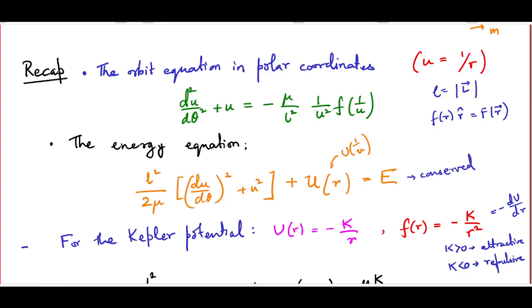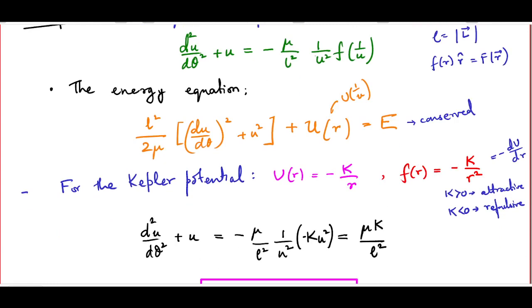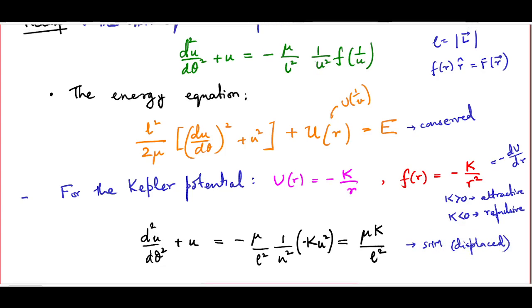Now, in the particular case of the Kepler problem, the orbit equation simply becomes d2u/dθ2 + u = -μ/L² × (1/u²) × (-k u²), and as a result of the cancellation of the u squares on the right hand side, you end up with d2u/dθ2 + u = μk/L². This is simply the equation of a simple harmonic oscillator where θ plays the role of time and u the role of displacement, and it's solved rather trivially.